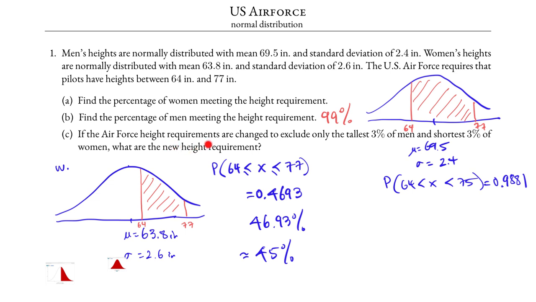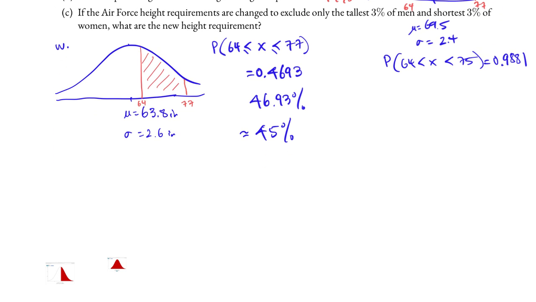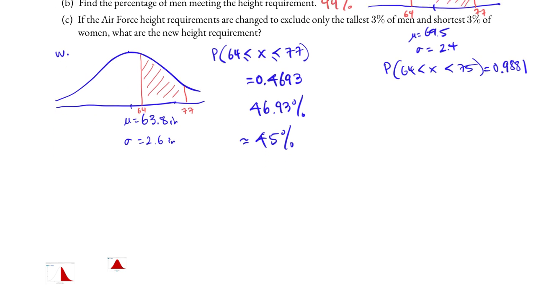If the Air Force height requirements are changed to exclude only the tallest 3% of men and shortest 3% of women, what are the new height requirements? What this means is that we need to find the height that would separate the tallest 3% of men, and we also need to find another height that would separate the shortest 3% of the women. Using the same normal distribution for the men and the women, it is best to not draw one on top of another, so we would draw a separate bell-shaped curve for the men, label the mean 69.5 and the standard deviation of 2.4.